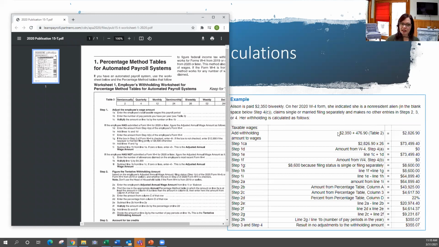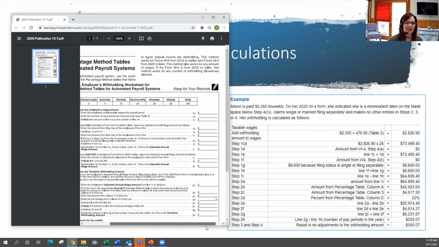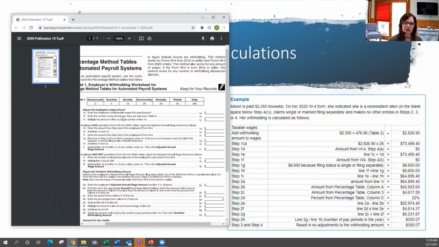This calculation is kind of long and drawn out, but I just wanted to show you that this is the form that you actually would use. It gives you a little more detail, telling you exactly what you need to do.